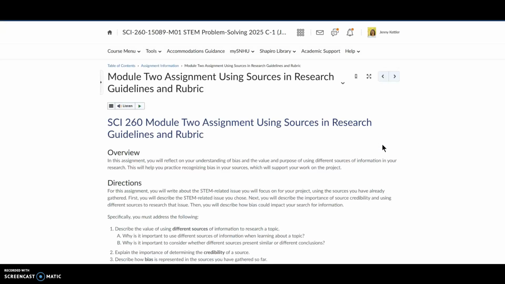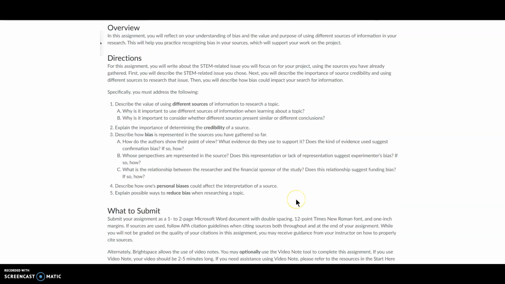You can go to the guidelines and rubric. Now, there is no template for this assignment, so you're just going to create a Word document. And honestly, I would just go ahead and copy and paste all of these sentences into the document and let that be your template. And so you just answer the questions, right? So you're talking about the STEM related issue that you chose.